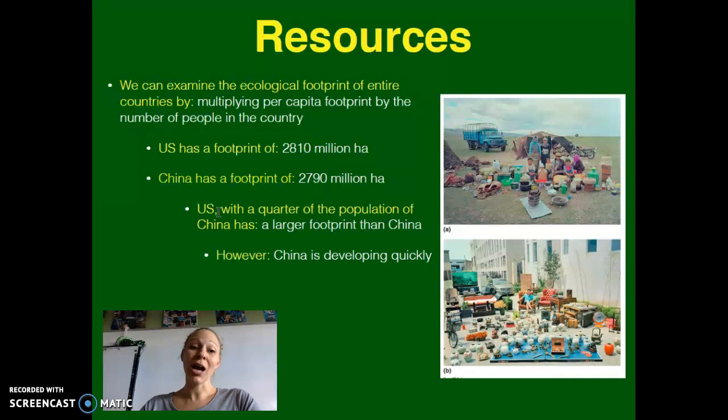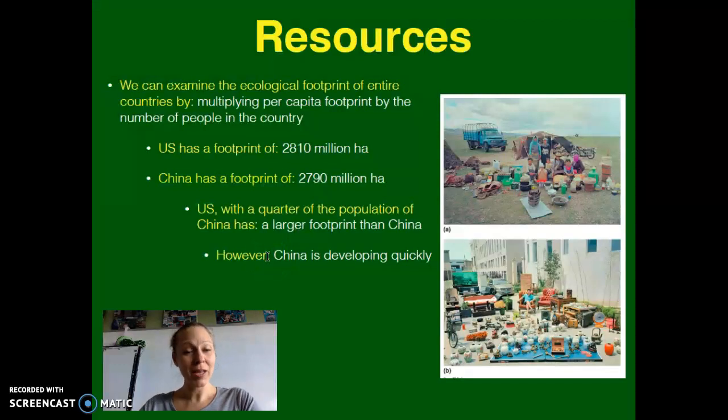And so if we look at this and we understand that the U.S. has a quarter of the population of China, however, we have a larger ecological footprint. That is surprising. And a positive fact is that China is developing quickly, so this means it's a better quality of life.